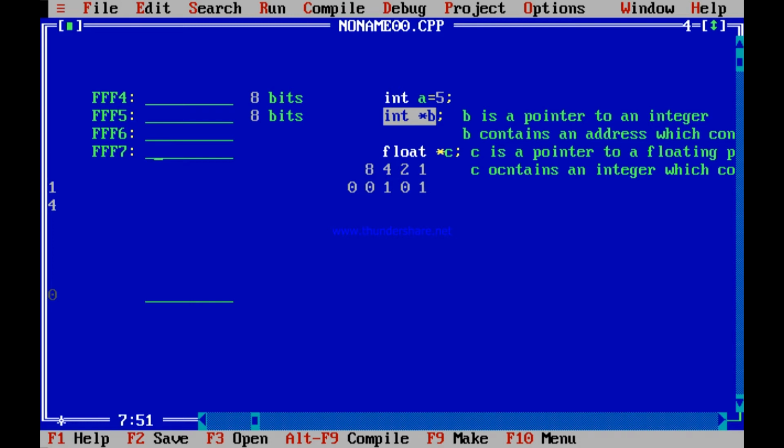If we constrain right now to only pointers to integer, that is addresses which in turn can contain integer variables, what does that mean? B can contain something like FFF4, FFF5, FFF6 and so on. So suppose I write a piece of code somewhat like this, say int a equal to 5.